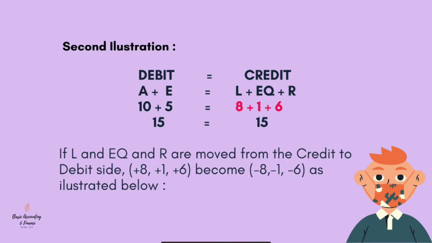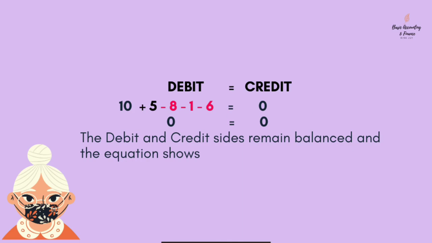In this slide, we are going to discuss the second example. Please see red A, 1 and 6. If liability and equity and revenue are moved from the credit to the debit side, +8, 1 and 6 become -8, 1 and -6. And the debit and credit side remain balanced.